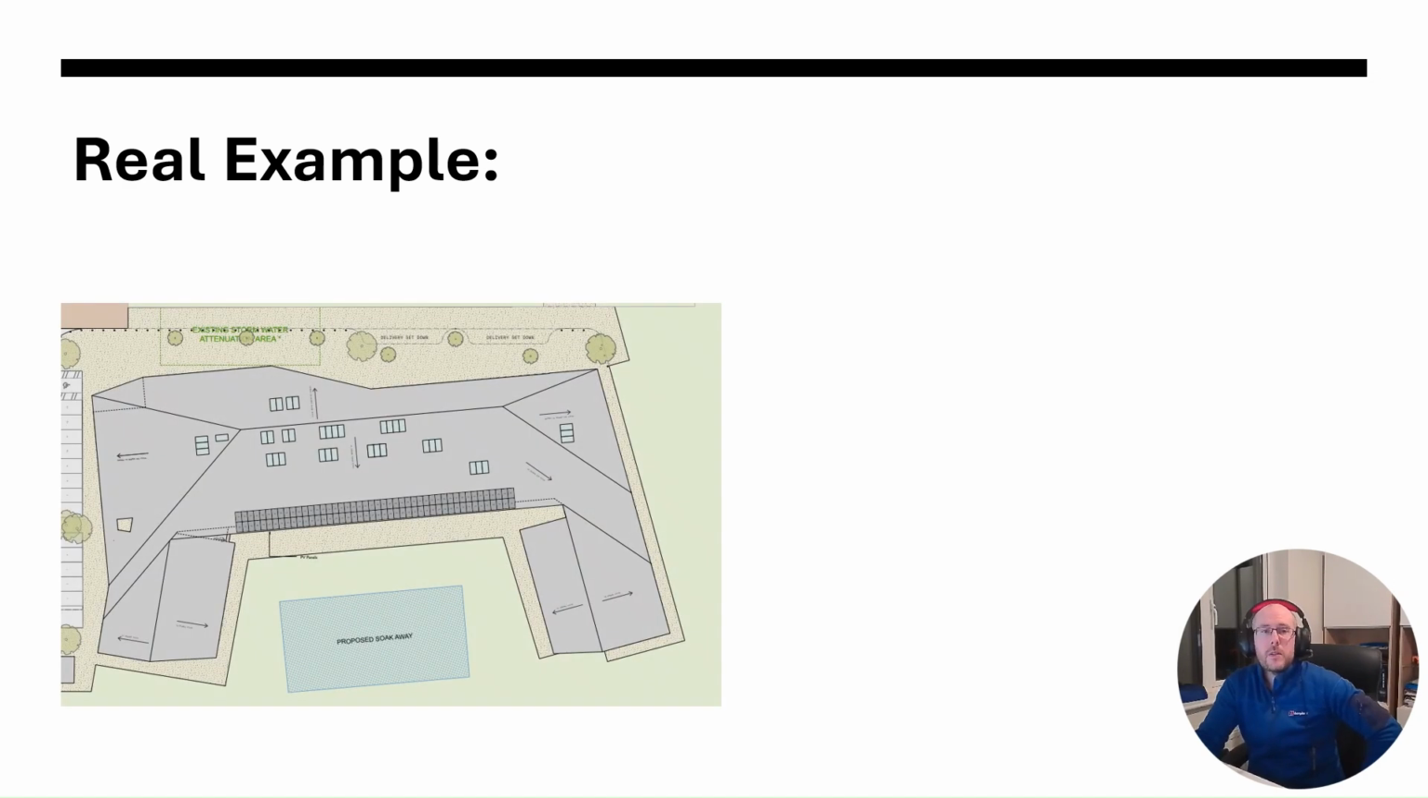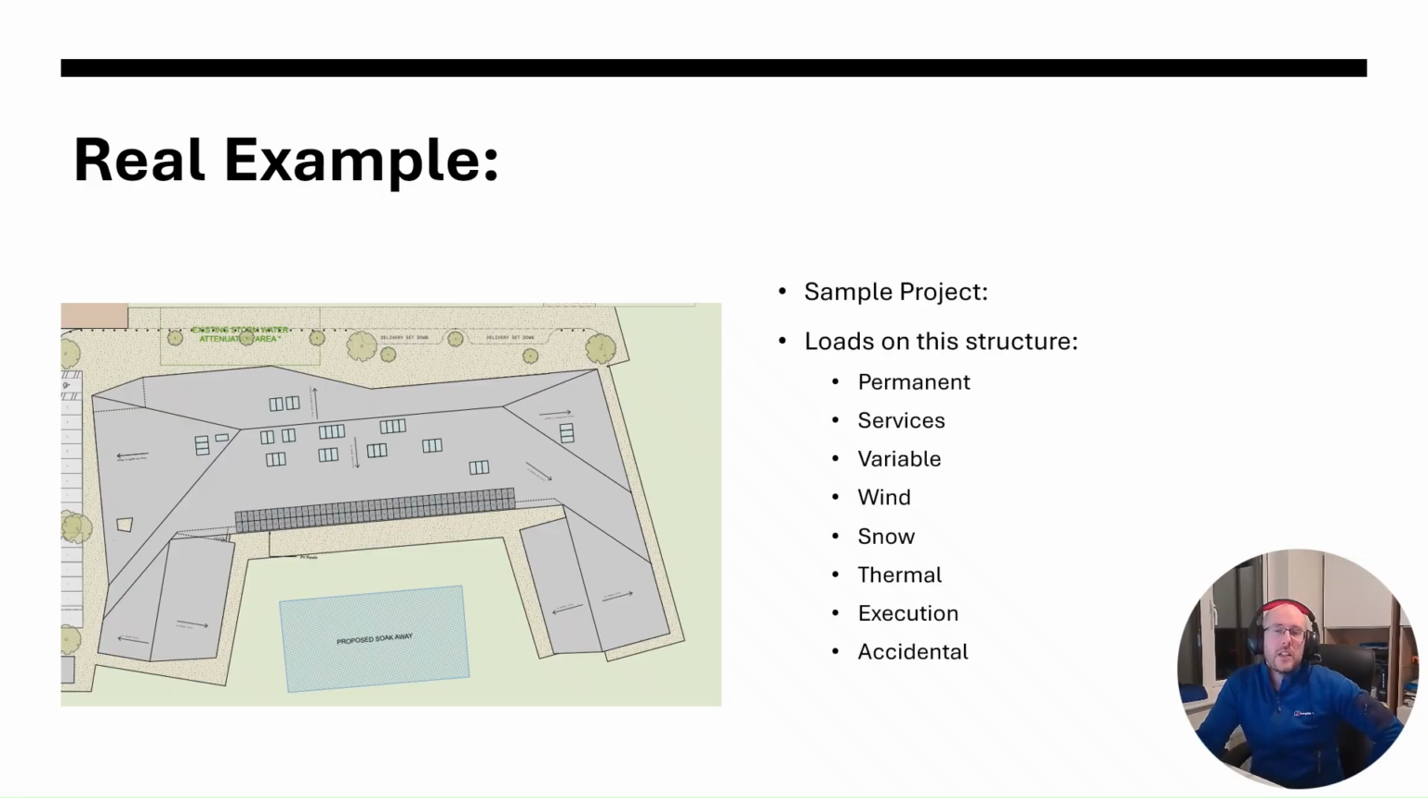So if we were to look at a real example then, this is a project I was involved in a couple of years ago. If we were just to look at the roof, you can easily assume that there's going to be a certain amount of permanent actions, services, variable actions, wind, etc. But what does that actually look like for the engineer?